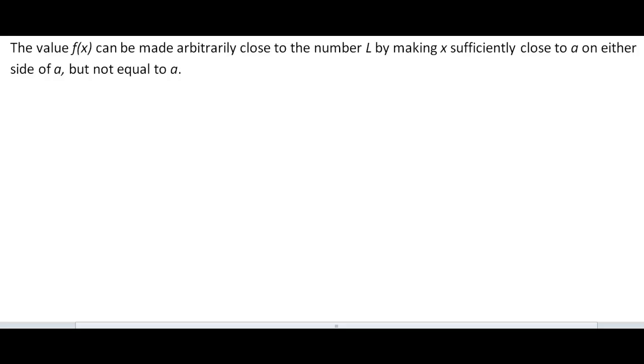A couple of comments about the value of notation or symbols. You're already familiar with this definition of f of x having a limit of L as x approaches a. This is the exact wording of that we've been using, and this is a lot of words.